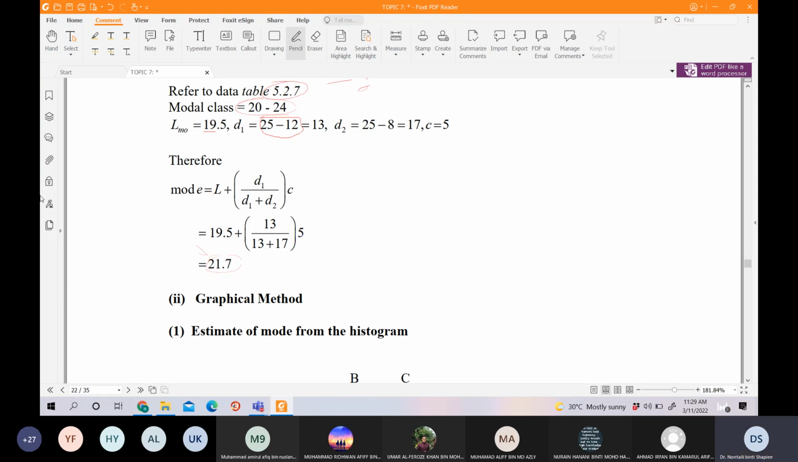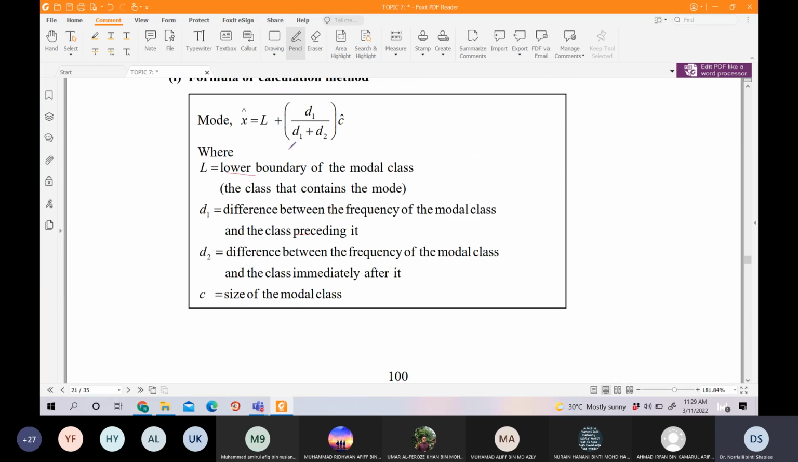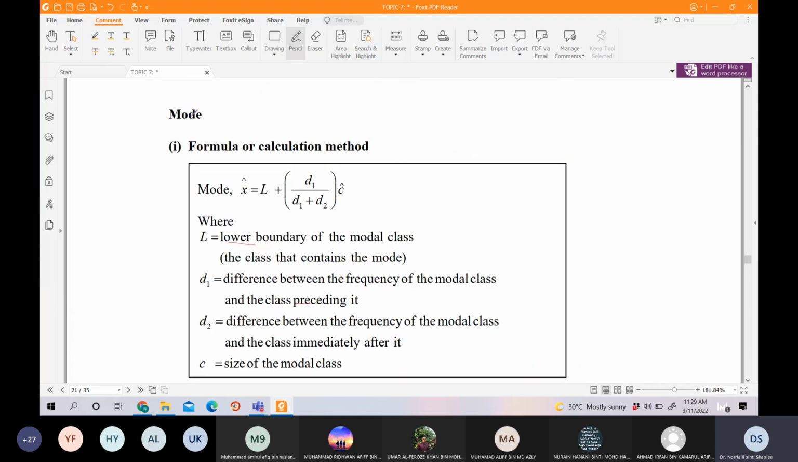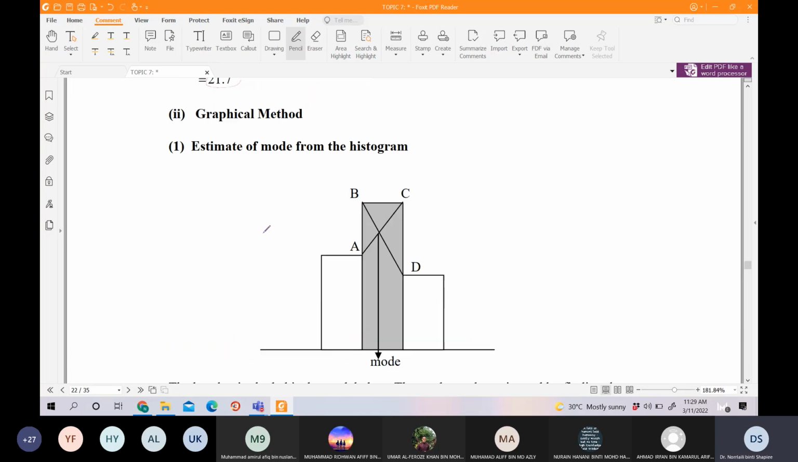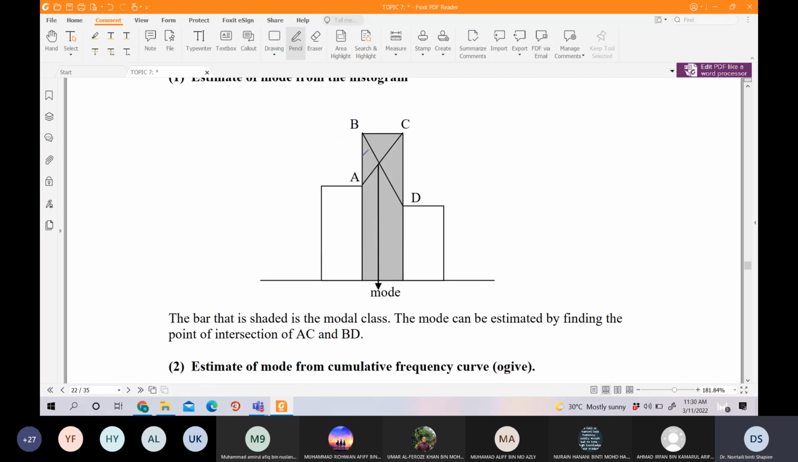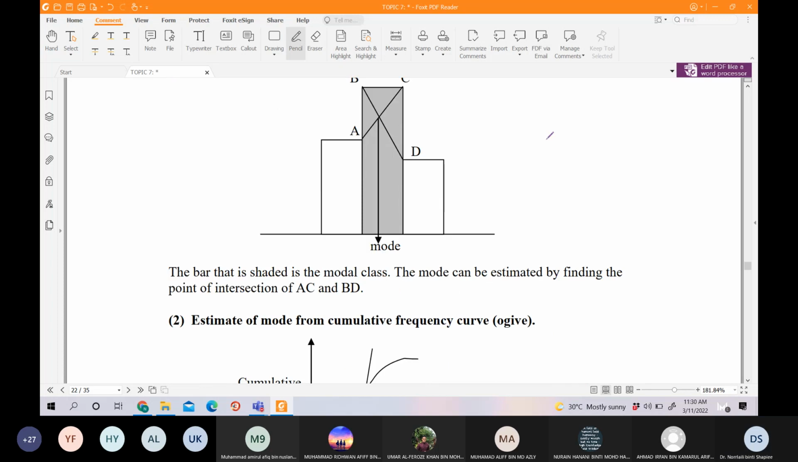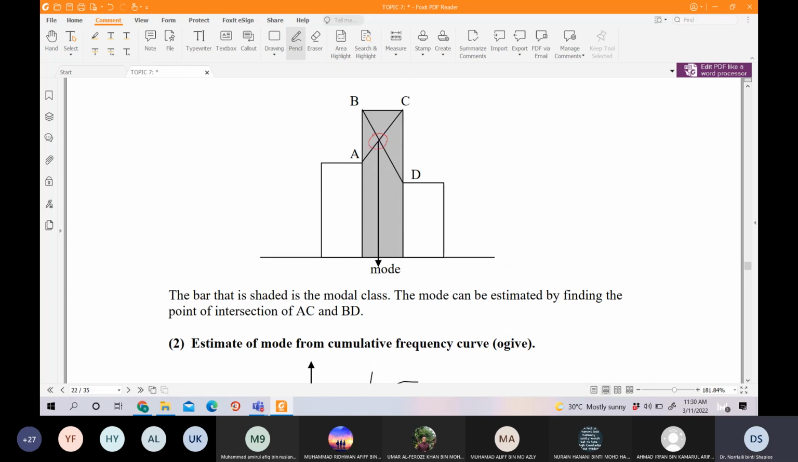Okay, so this one is by using the calculation. Okay, calculation method to find mode. Okay, another one by using the graphical method. So graphical method nak cari macam mana mode? Daripada histogram. Bila you dah plot histogram, then you have to, okay, do like this way. Okay, B to D, A to C. So this one our mode.